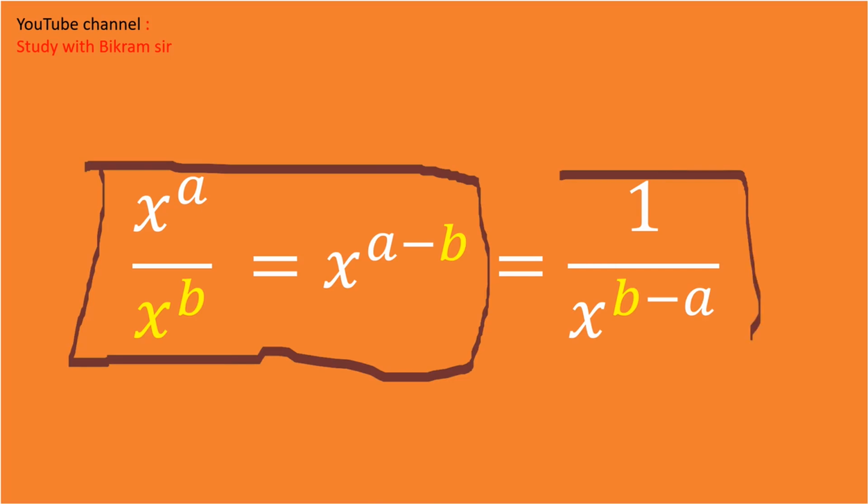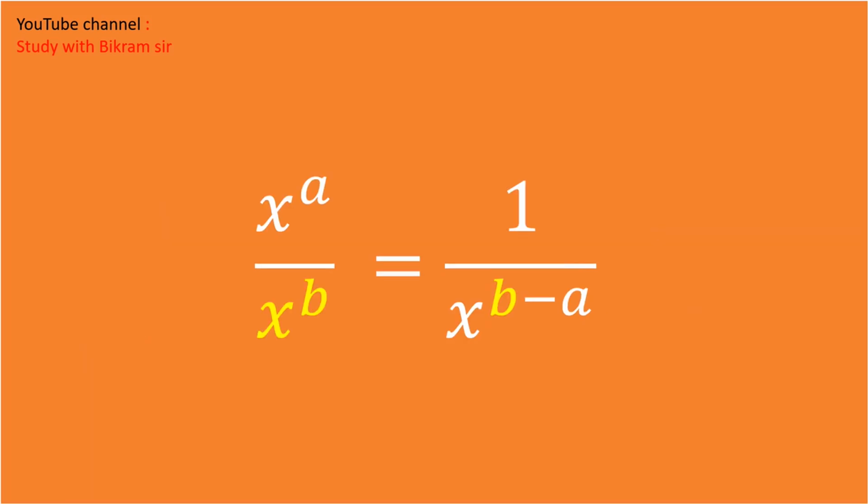Here is one extra expression right here. So how can we verify this? Let's verify that. This is the next equation: x to the power a divided by x to the power b is equal to 1 by x to the power b minus a.